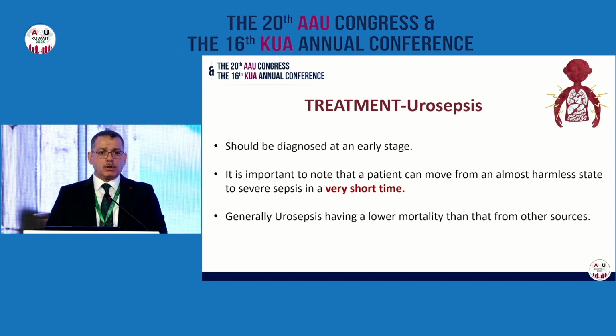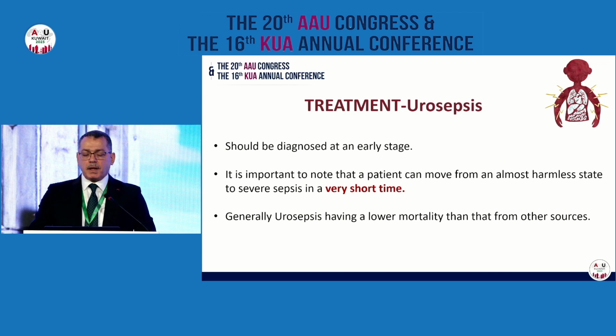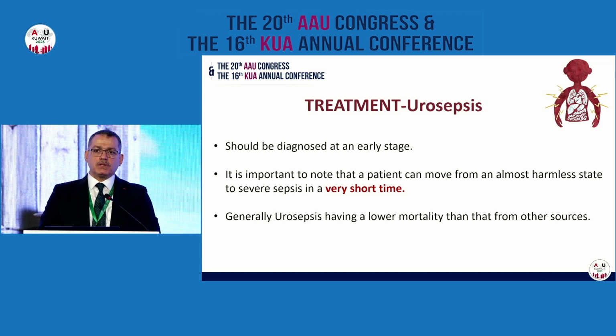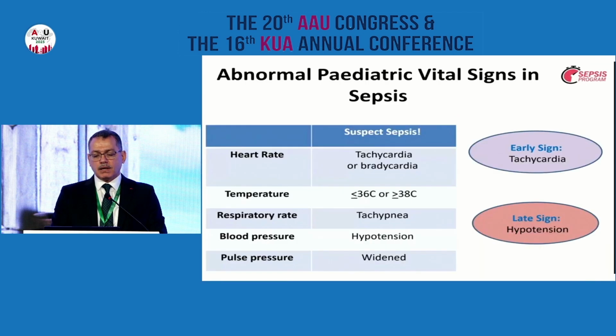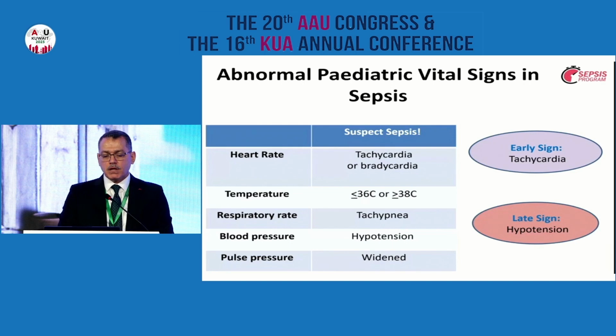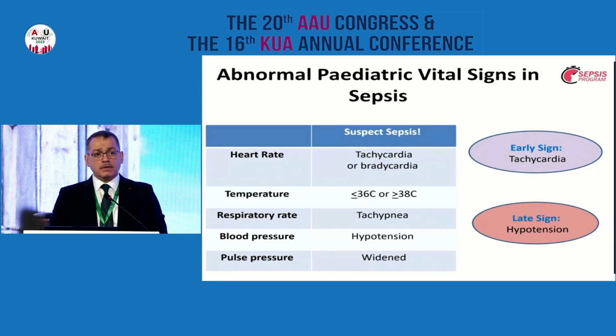Actually, we always have to keep urosepsis in mind, because this condition is very serious and needs to be diagnosed at an early stage, because many of those patients can move from an almost harmless state to severe sepsis in a very short time. Generally, sepsis because of UTI has a lower mortality than that from other sources. So we have to keep in mind, Dr. Al, if you could follow up.